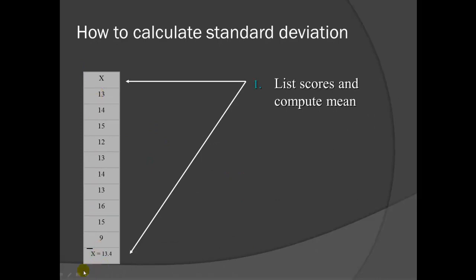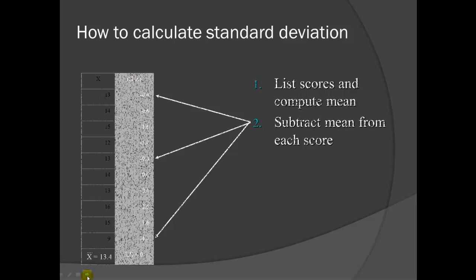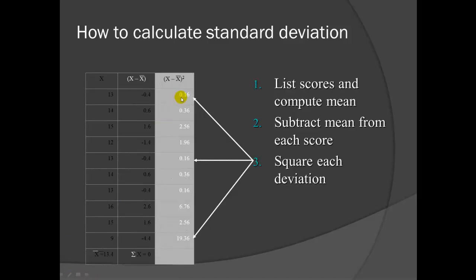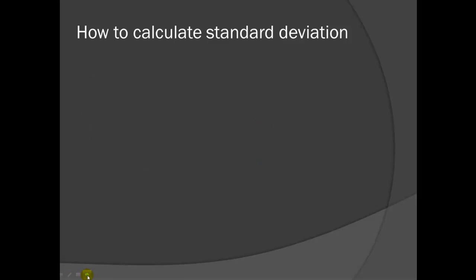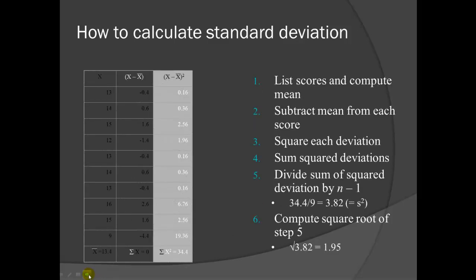Calculate the mean. Subtract the mean from x for each value in your variable. Square that. Get the sum of that. Divide that by n minus 1, which again, 34.4 divided by 9 equals 3.82. And now to get the standard deviation, we just take the square root of 3.82. I recommend using a calculator to do that. But the square root of 3.82 gives us 1.95.